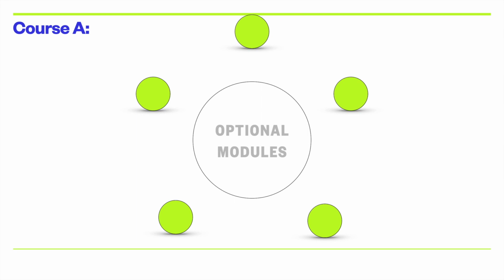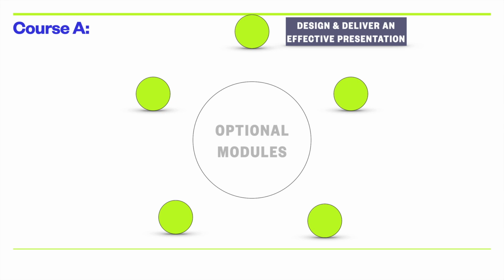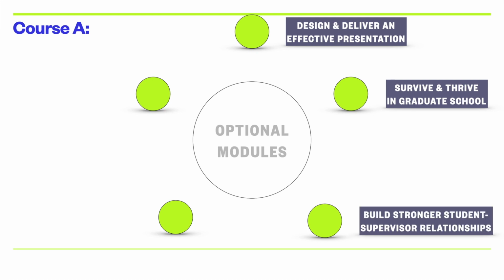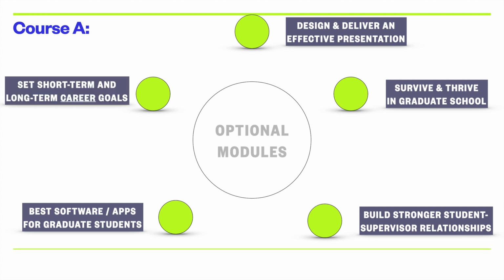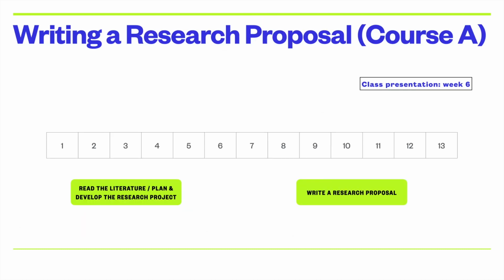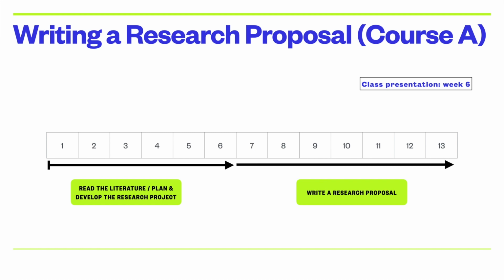There are also optional modules in course A. They include how to design and deliver an effective presentation, how to survive and thrive in graduate school, how to build stronger student-supervisor relationships, best software apps for students, and how to set short-term and long-term career goals. This is a 13-week course, and the first few weeks you'll be reading the literature and planning and developing your project. And in the remainder of the course you will write your research proposal. You will also give a class presentation about your research in week 6.